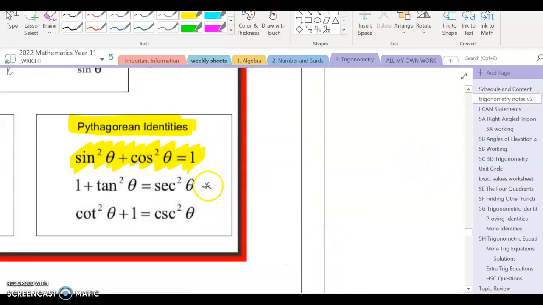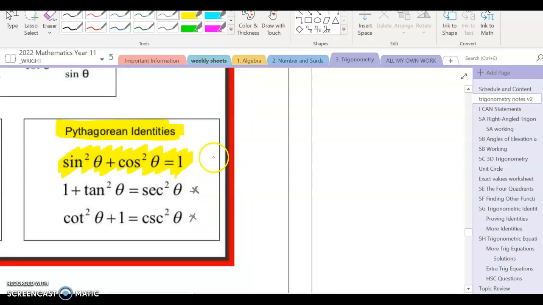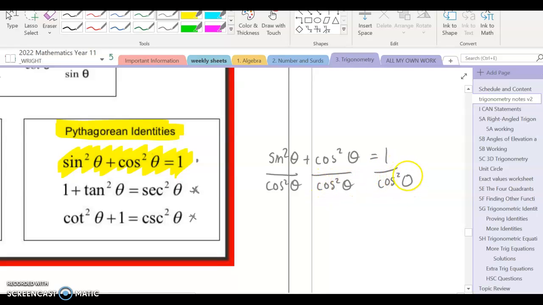The bottom two down here, you can work each of those out by dividing through by either sine squared theta or cos squared theta from this identity. So let's have a look at that. If I write down my rule, sine squared theta plus cos squared theta equals 1, and I divide each of those terms by cos squared theta, let's see what happens. Cos squared theta on each of them. Because I'm doing it to each term and on both sides of the equation, it's still balanced, so that's allowed.